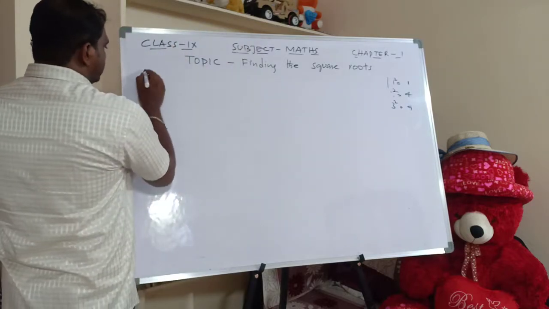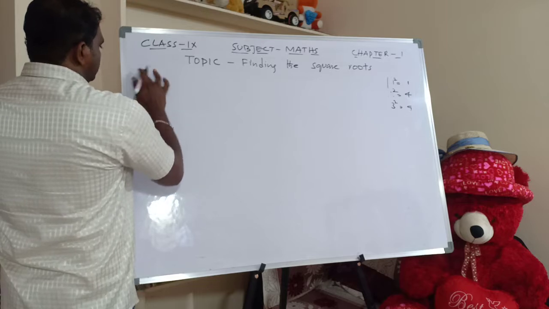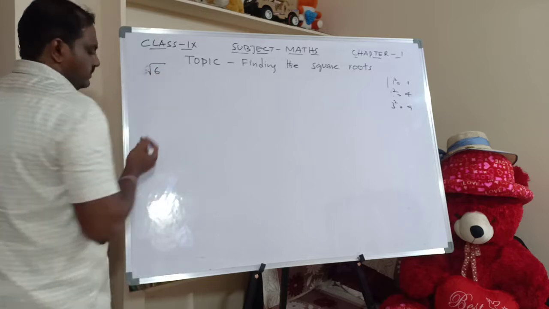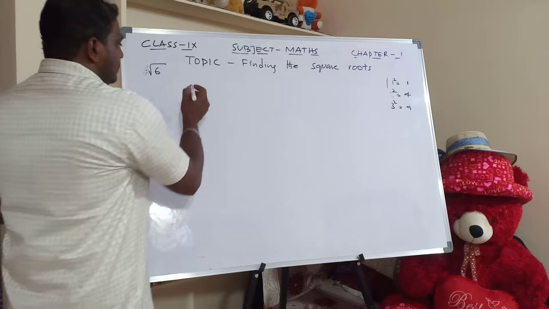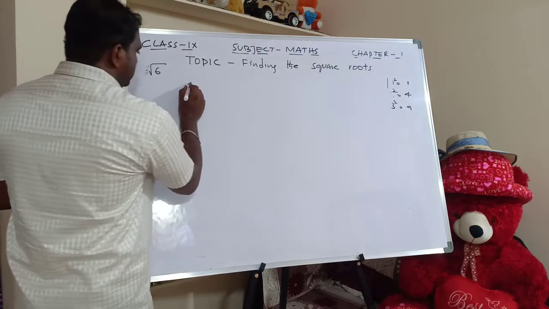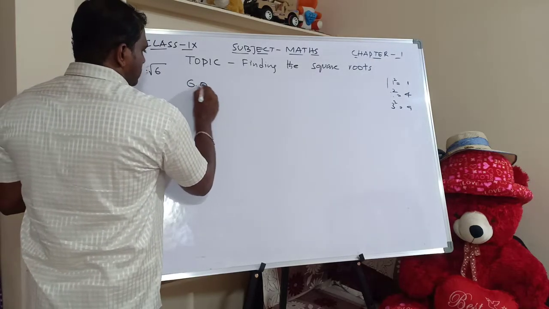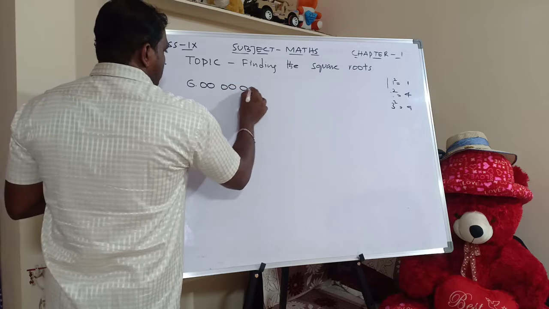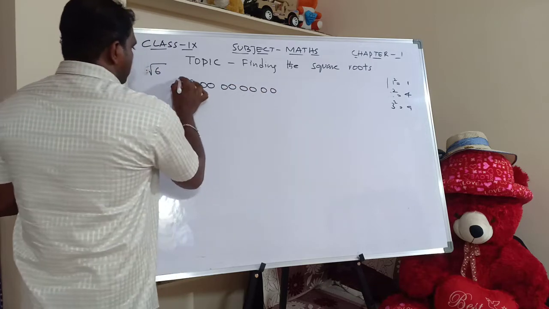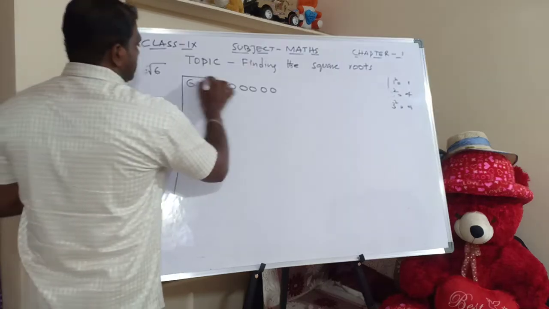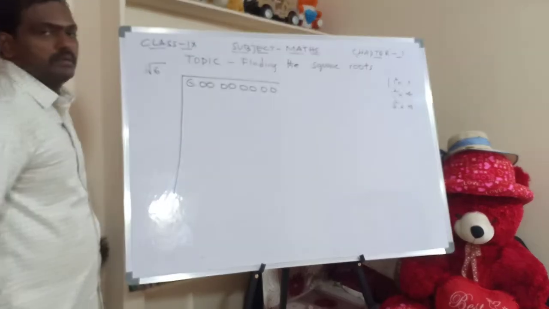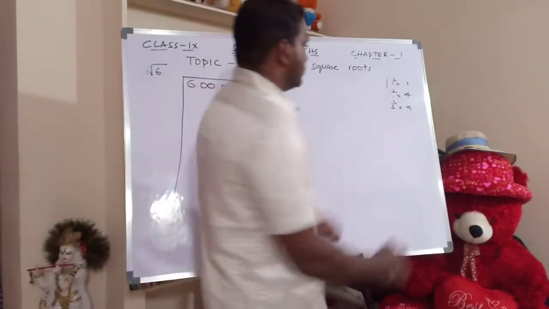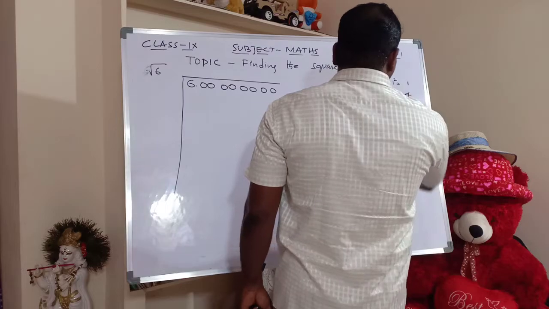Find the value of square root of 6. What is the first step? I'll go a little bit fast in this case. First step: 6 lies between the perfect squares 4 and 9.